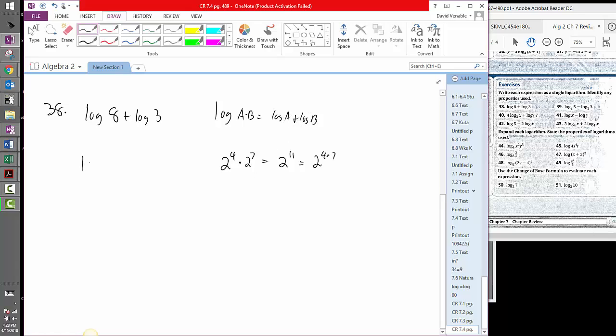But here's what it means. It means this is log of 8 times 3, or log of 24. I don't need to put the parentheses. I just put log of 24. I just like to think of it that way. And then this is called the product property, is what I'm applying there.